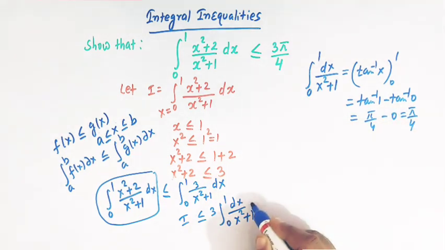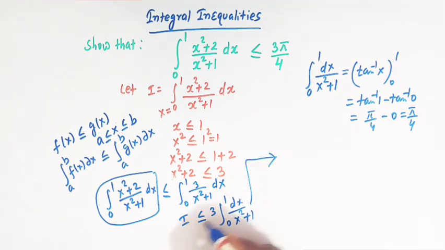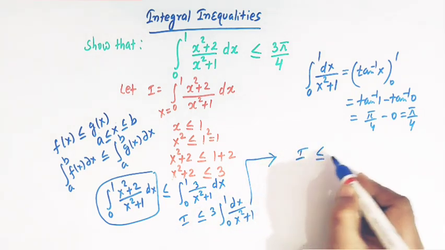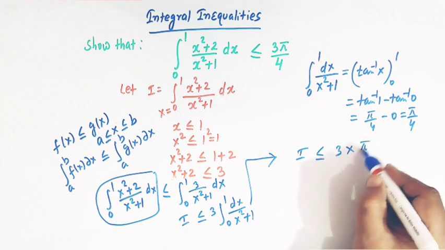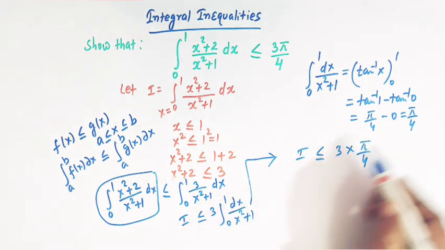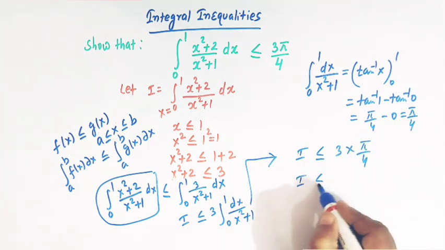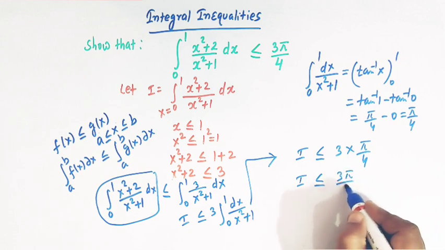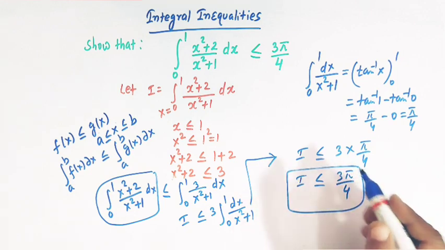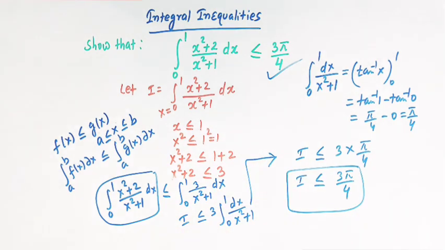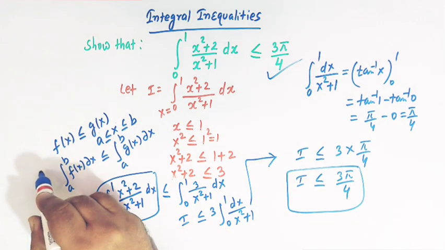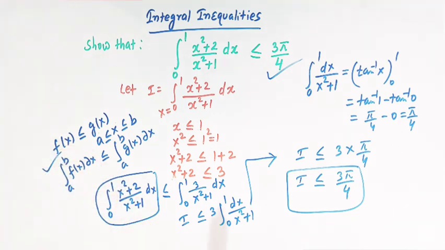Now this inequality becomes I less than or equal to 3 times pi by 4, since the value of this integral is pi by 4. So I is less than or equal to 3 pi by 4, and this is our desired result. This is how, by making use of this property, we can solve these kinds of problems.